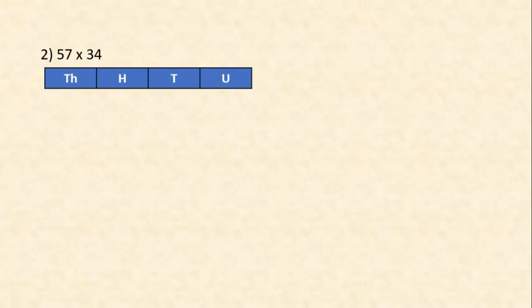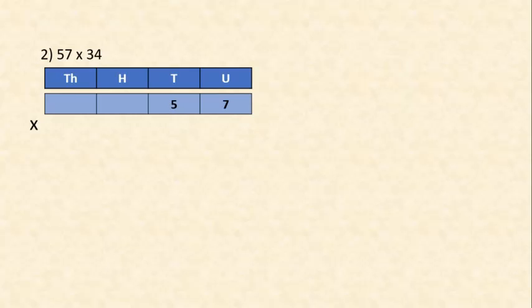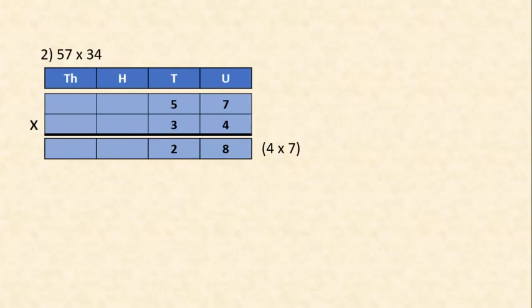Number 2, 57 times 34. So we have a thousands, hundreds, tens and units column. We write 57 in our place value column times 34 in its place value. We're going to say our unit of 4 times 7, which is 28. Our unit 4 times 50, which is 200.